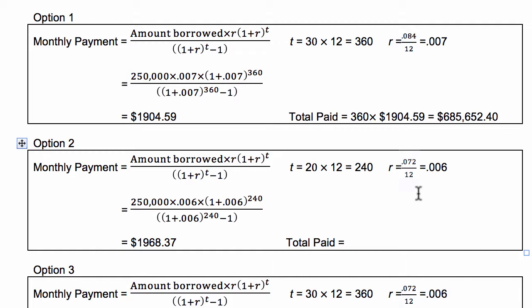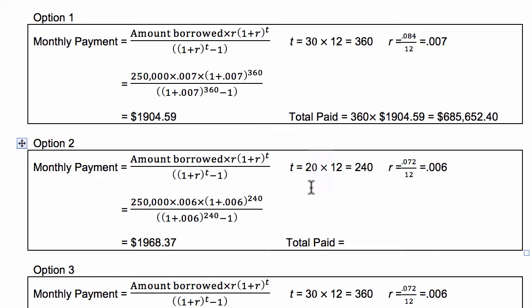The APR for option 2 is 7.2%, so the monthly interest rate as a decimal is 0.072 divided by 12, which equals 0.006. Substituting that in for R and performing the calculation, we get the monthly payment to be $1,968.37. It's a bit higher than the monthly payment in option 1 because we only have 20 years to pay off the loan.